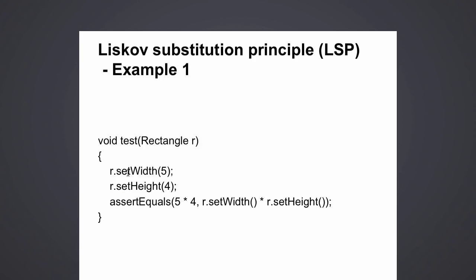For example, somebody is writing a test like this. He's doing a set width of 5 because it's a rectangle, right? So I should be able to do a set width, set height, and he's doing a 5 into 4 and expecting this to be the value. And let's say the instance which is stored in the rectangle is that of a square. In that case, this test would fail.